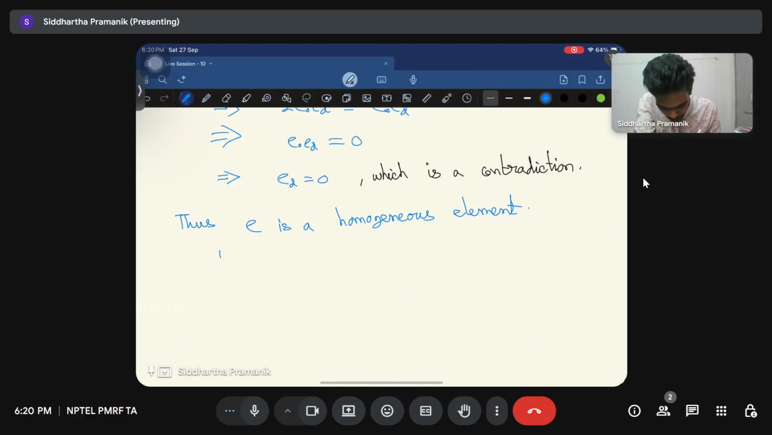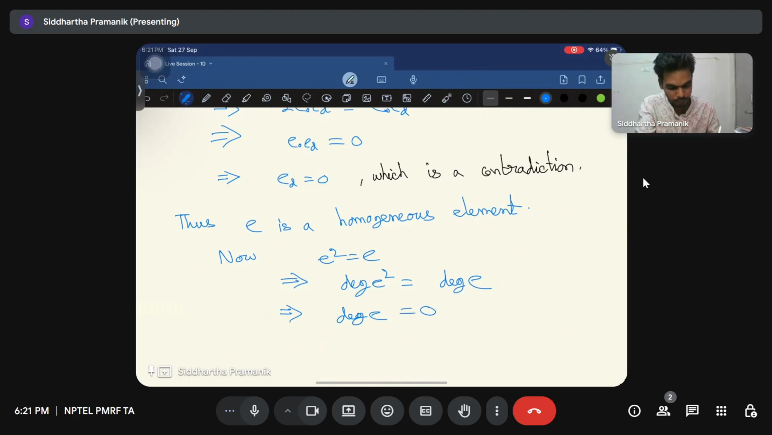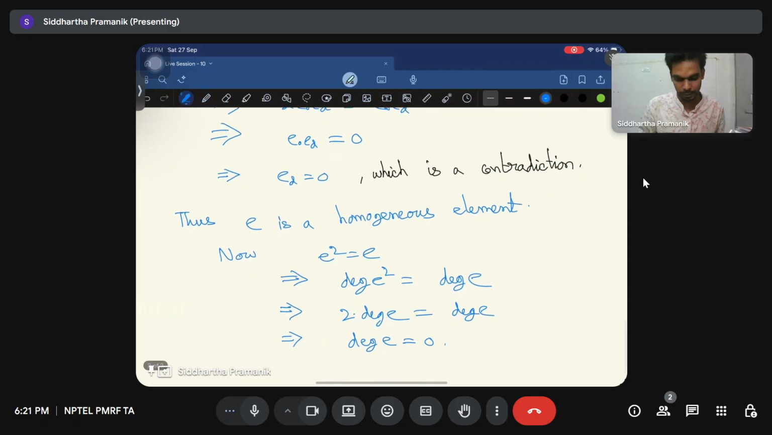Right. Now E square equals E. So that will imply degree of E square is the same as degree of E. So degree of E has to be 0, because degree of E square is just 2 times degree of E, right? So this is the same as degree of E. So that will imply degree of E has to be 0. So this proves the second part.